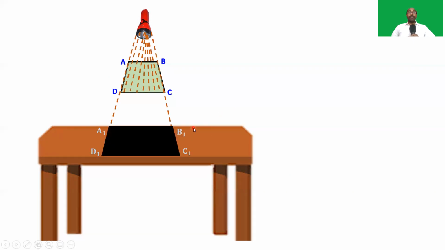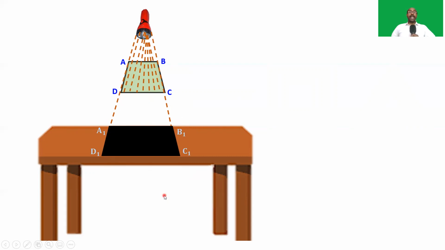Now mark the outline of this shade, and we can notice that this shade is also in the shape of a quadrilateral, and denote the vertices of this shade by A1, B1, C1, D1.